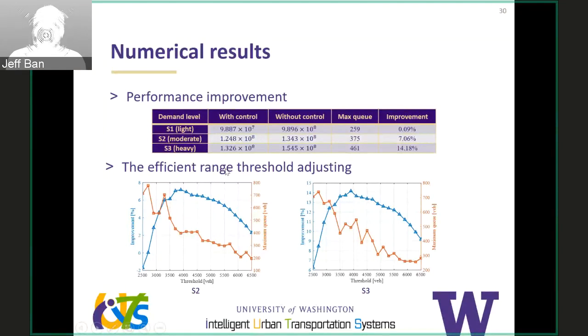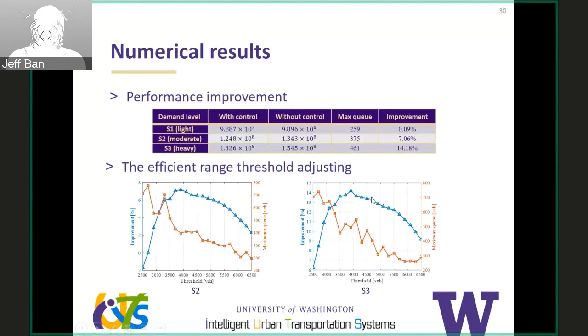And the last figure shows the efficient range. I have this U bar, the maximum allowable inflow to my region. You can imagine, this is the threshold, and the threshold goes from 2,500 to 6,500 vehicles per hour. I'm showing the improvement in terms of system performance and also the queues on the boundaries, using the red line, right? If the threshold is large, so you allow all the cars to get in as much as you can, then the queues can be reduced. But if you reduce this threshold, you meter more strictly on the boundaries, and the queues will grow, but the overall performance may increase because you force vehicles to pick other regions which are less congested, right? So that's how you get this spread out route choice behavior.